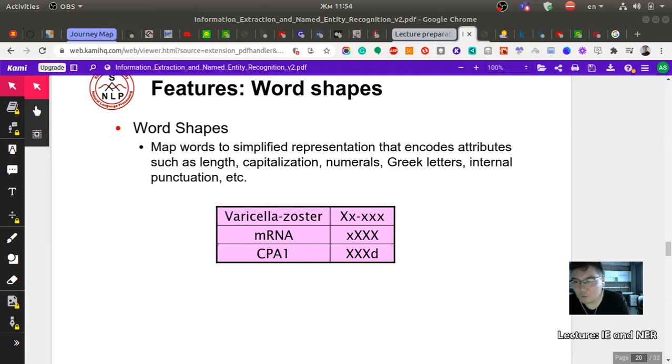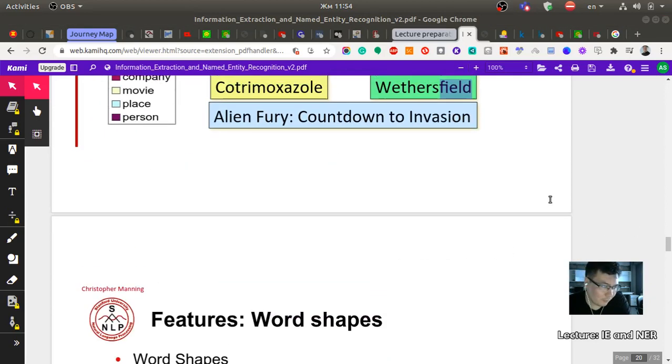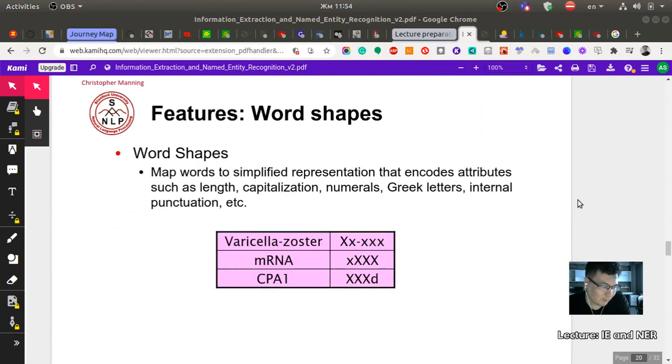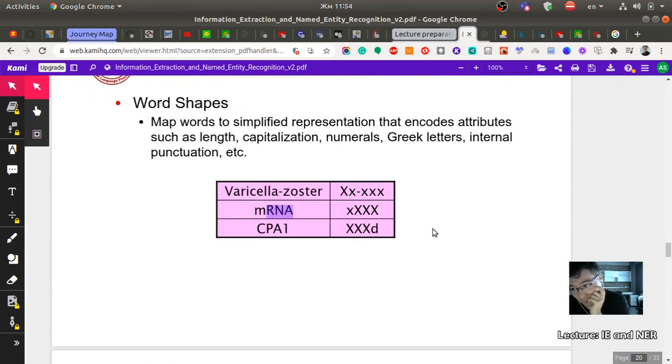Okay, let's continue. This is a continuation of the previous slide, and what can be the features? Word shapes. For example, you can specify that a word contains some kind of capital letters. So it can also be some feature. You can specify it.